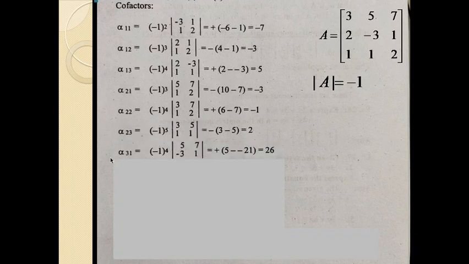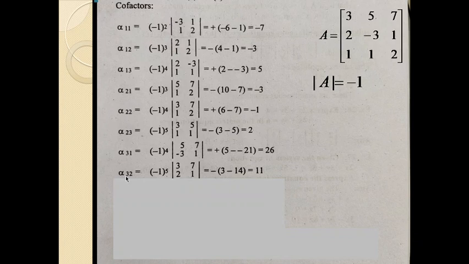Next one, alpha 3 1. 3 1 is represented as -1 raised to 4. 3 1 is third row, first column, that is this one. When this one number is selected, corresponding rows and columns are neglected, so the remaining numbers are these 4 numbers. 5, 7, -3, 1. -1 raised to 4, it will be plus. 5 into 1, 5 minus, minus 3 into 7, minus 21. So 5 plus 21, it will be 26. 26 into plus, it will be 26.